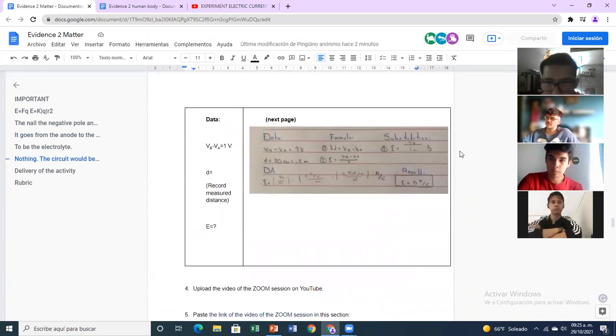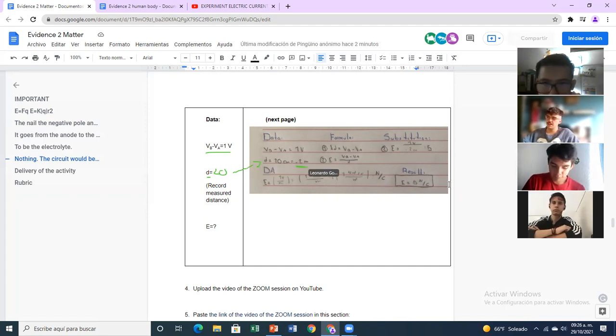And this is the experiment by Leo. Here we have the given data that the electric potential of B minus the electric potential of A is equal to 1 volt. And the distance from the nail to the tip of the copper wire is 20 centimeters, which is the same as 0.2 meters.